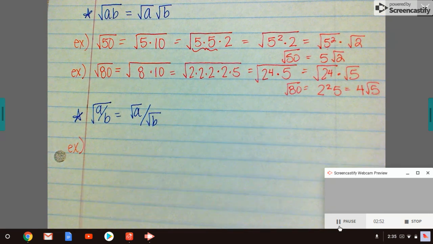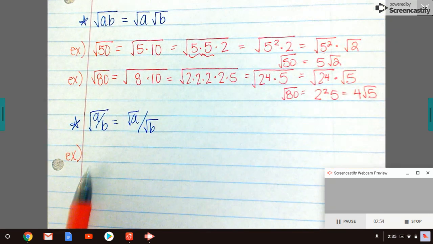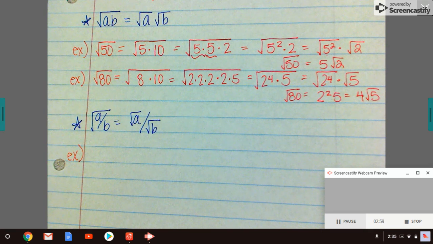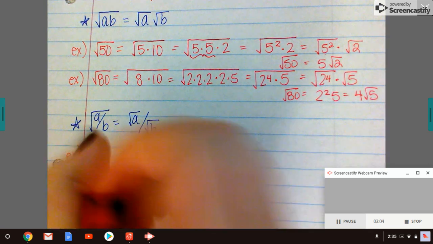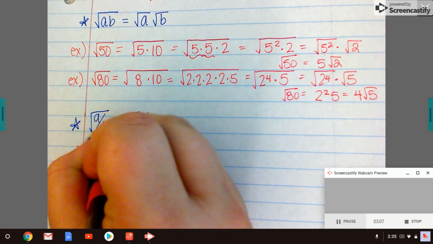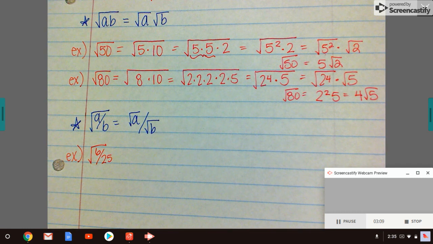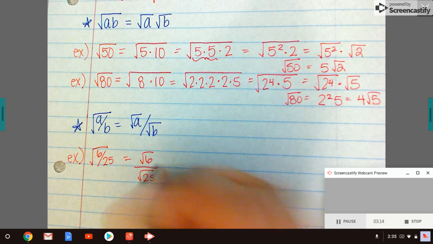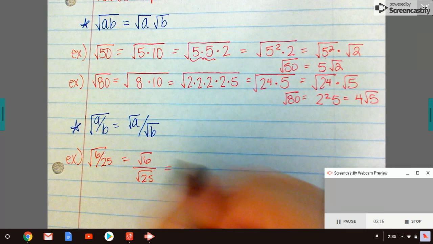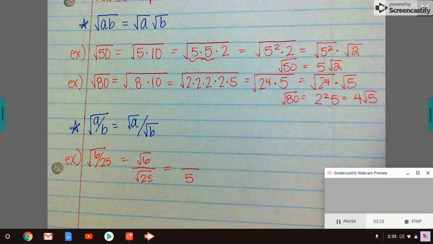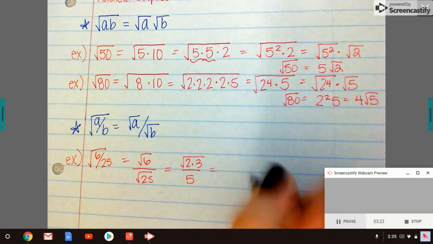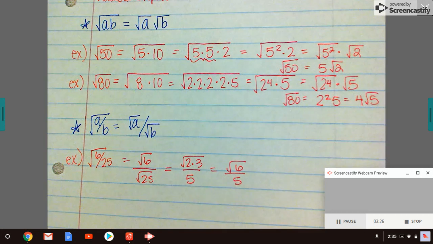Our next law of radicals is similar to the first. If I have a fraction inside a radical, I can separate that and essentially distribute the radical onto the numerator and denominator separately. So let's run an example like that. If I had the square root of 6 over 25, I can distribute the radical onto the numerator, so root 6 over root 25. The bottom there is just going to simplify to be 5, so that's nice and easy. The top is root 2 times 3. I can't really do anything there, so I'm just going to leave it as root 6 over 5.